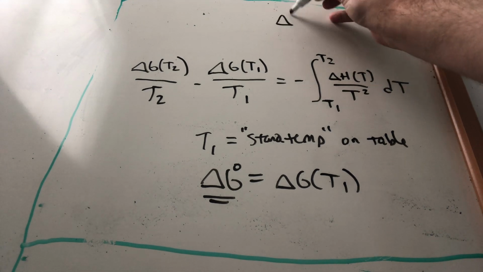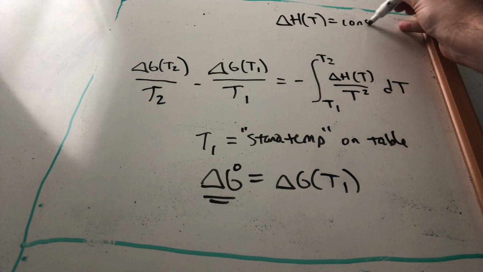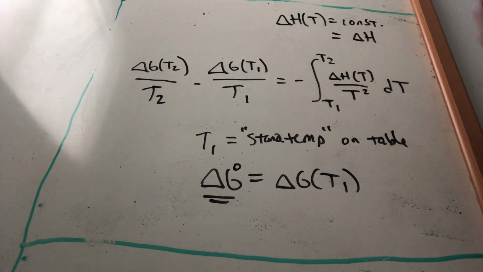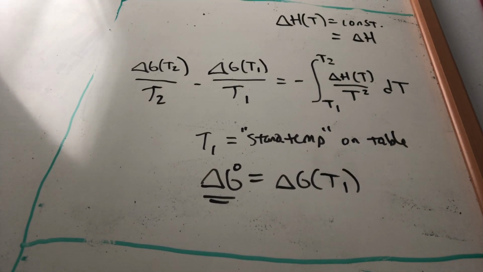Well, let's make one last important assumption. Let's say that delta H is not a function of T, and let's say that it's constant. All right. So we're going to call delta H of T just delta H, and we're going to say that over this temperature range, let's pretend delta H is constant. Now remember, this was one of the main assumptions that you made when you did your lab and you calculated G at different temperatures. So let's see what happens.